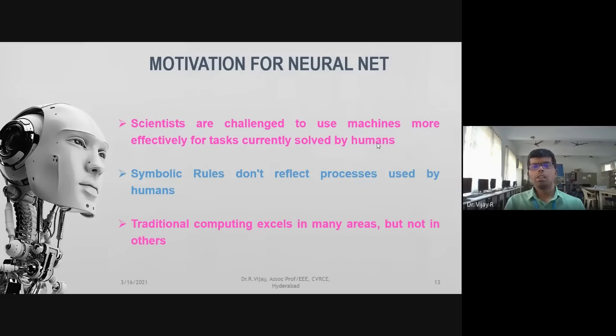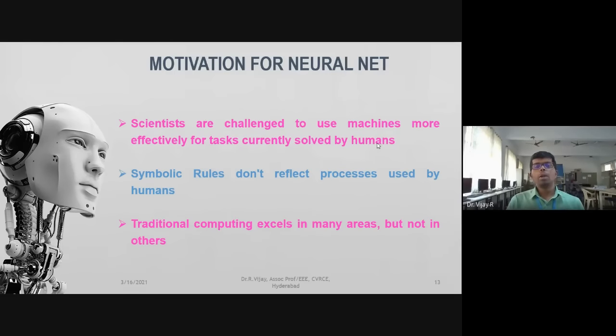There are some symbolic rules, predetermined. We are giving some symbolic rules, meaning whether to perform an AND operation or an OR operation, whether to perform addition or multiplication. Whatever rules we give, that is processed by the neural network.